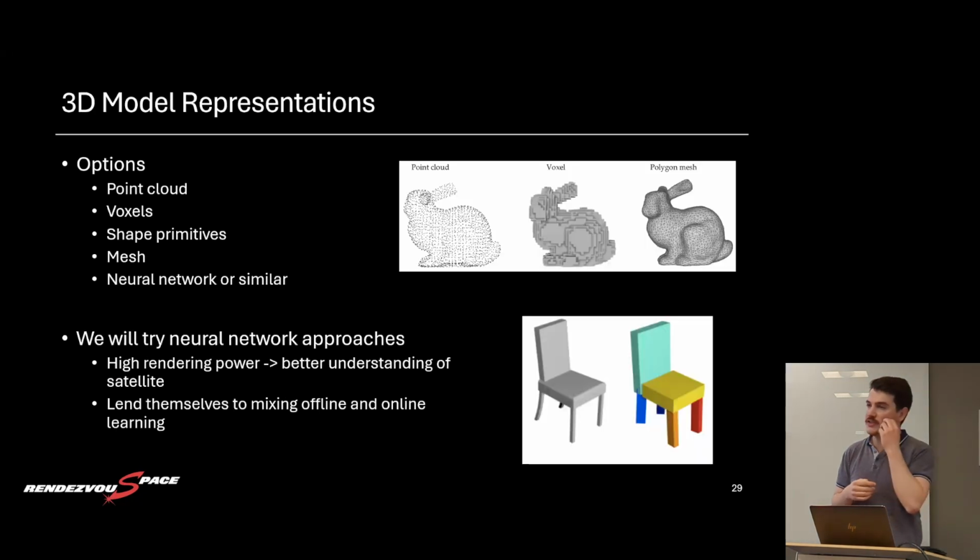In terms of 3D model representations, we have a lot of options. I'm not going to go through all of them, but we're going to try neural network approaches. The reason for this is that they have high rendering power, and so that's going to give us better understanding of the satellite. When we want to go dock or grasp it or what have you, that's going to be pretty helpful. And they lend themselves to mixing both offline and online training, which comes back to that approach of first we're going to try to do this without any knowledge, and then we're going to apply the knowledge that we do have.